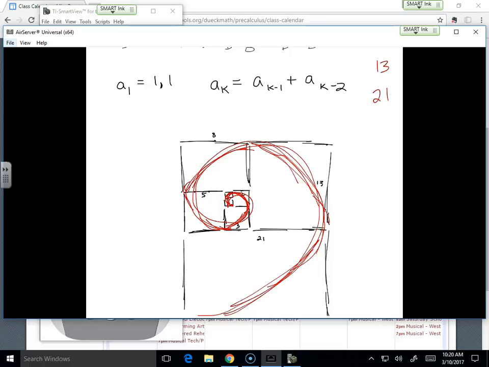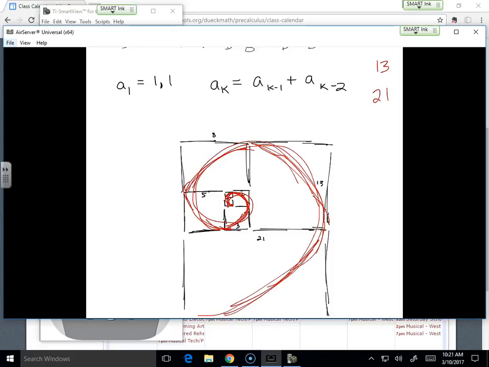What else? Nautilus shells? Is the nautilus shell like the cross section of the inside? Spirals. You guys ever seen a branch with different buds on it? The spiral of how those flowers bud on the branch actually fits the Fibonacci spiral.